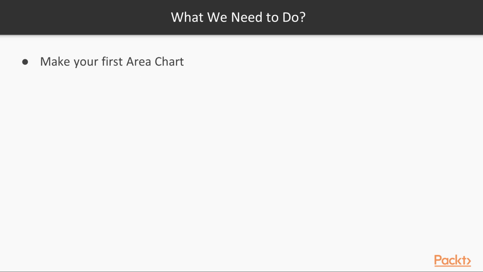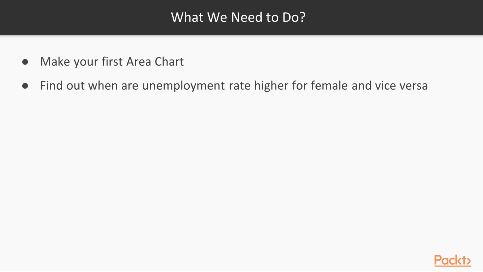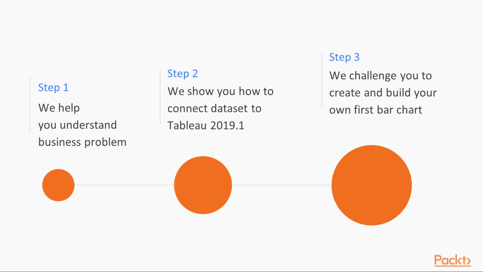So what we need to do in this section is make our first area chart. And second, we need to find out when the unemployment rate is higher for females and vice versa, as I previously already said. So what will we learn today?